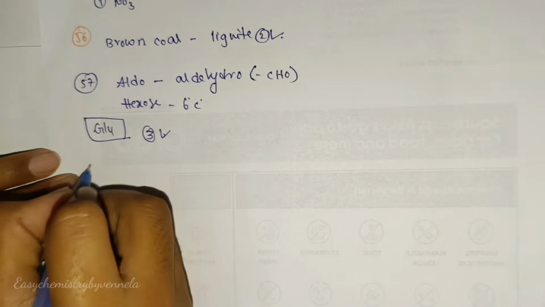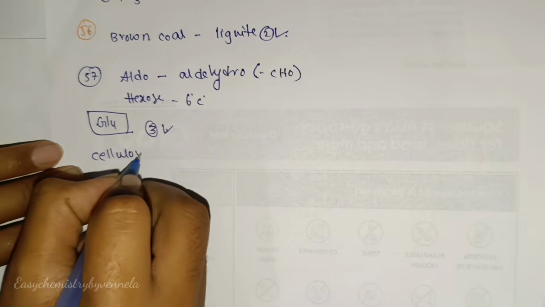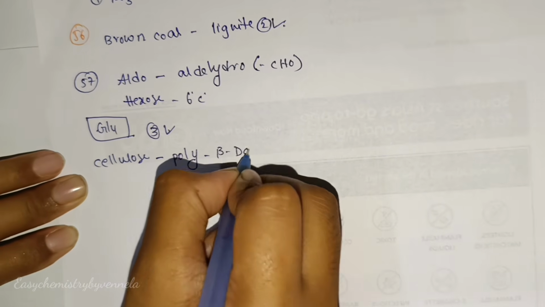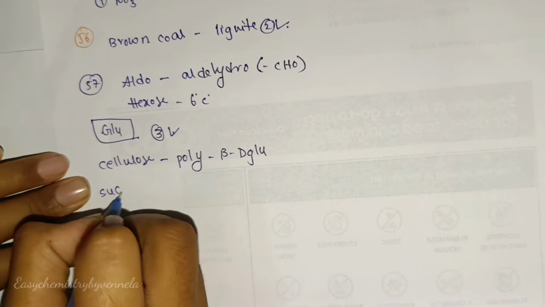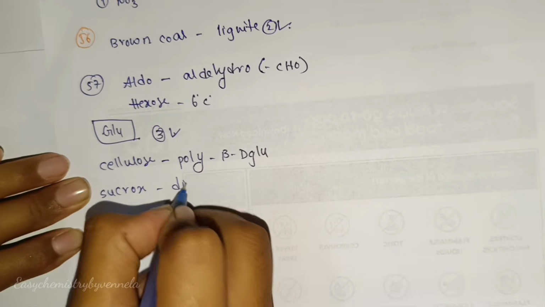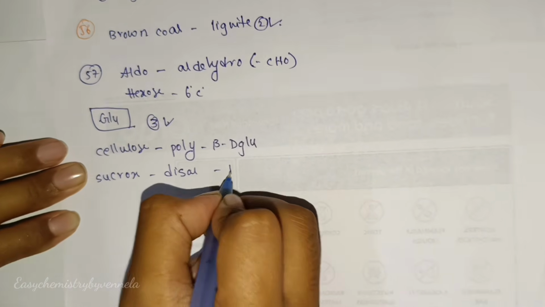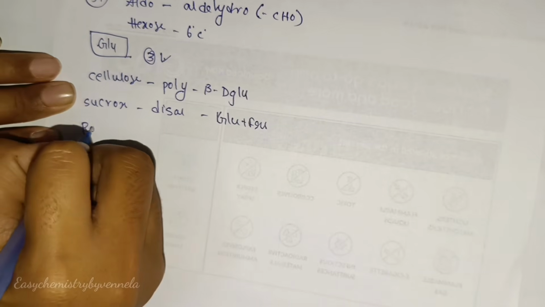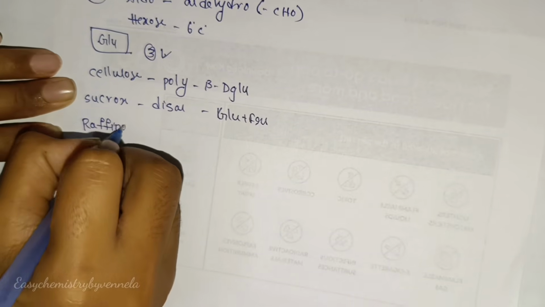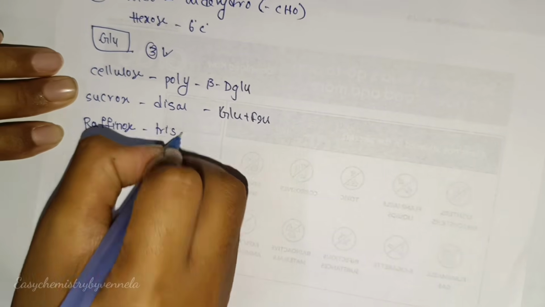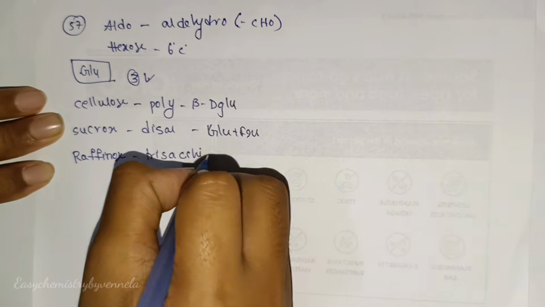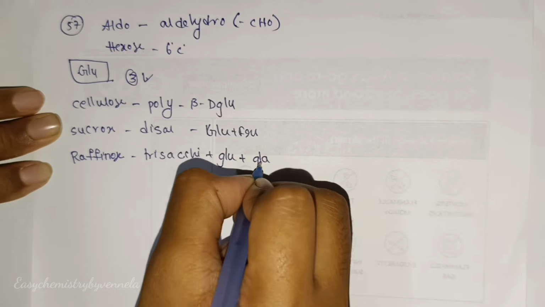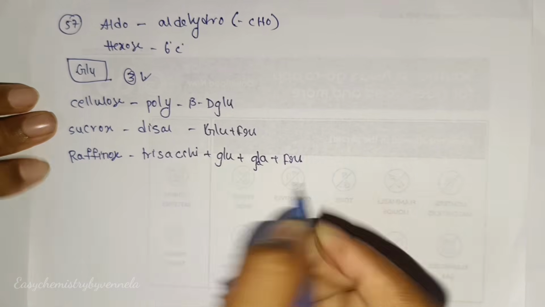Here, cellulose is a polysaccharide. This is beta D glucose. Sucrose is a disaccharide, that is glucose plus fructose. Next, raffinose is a trisaccharide: glucose plus galactose plus fructose.